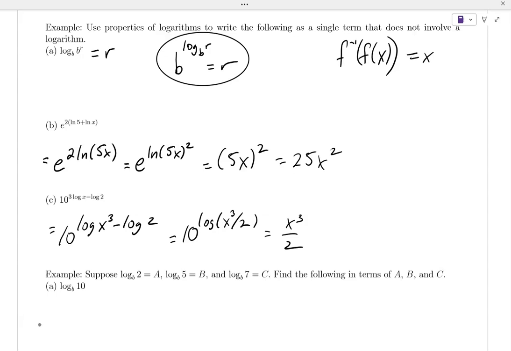And when I wrote these two problems, I purposefully put parentheses around that one and not that one, to make sure that we know which order we need to do it in.